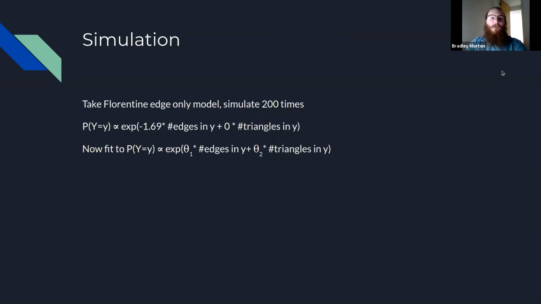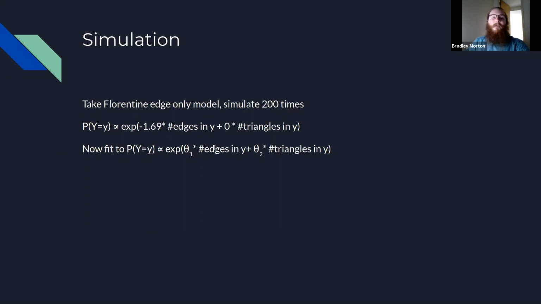Now I will move to the simulation I performed. So I took the Florentine edge-only model and simulated 200 times, which means that this was 200 binomial draws with 120 possible edges and a probability of each one occurring of 1/6. And so the actual model is proportional to 1.69 times the number of edges plus 0 times the number of triangles of y, because triangles don't actually exist in this.